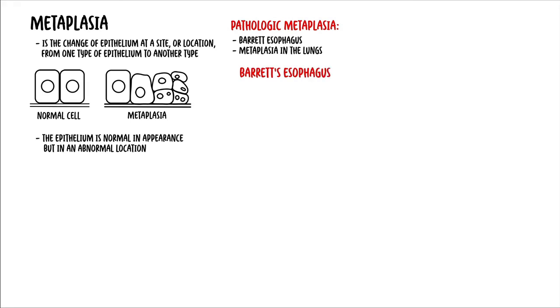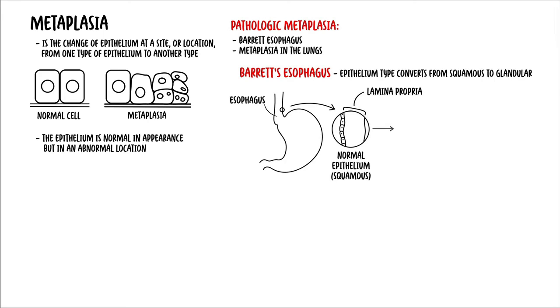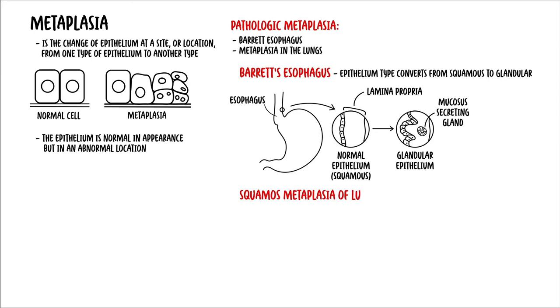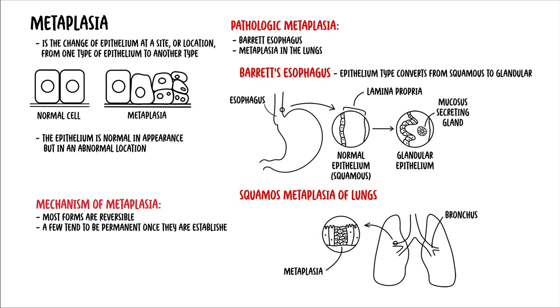Barrett's esophagus is due to reflux of gastric contents into the esophagus, which causes the epithelium type to convert from squamous to glandular. Squamous metaplasia in the lungs is due to exposure of respiratory epithelium to toxin and cigarette smoke. Most forms of metaplasia are reversible if the stimulus is removed, whereas a few, such as Barrett's esophagus, tend to be permanent once they are established.